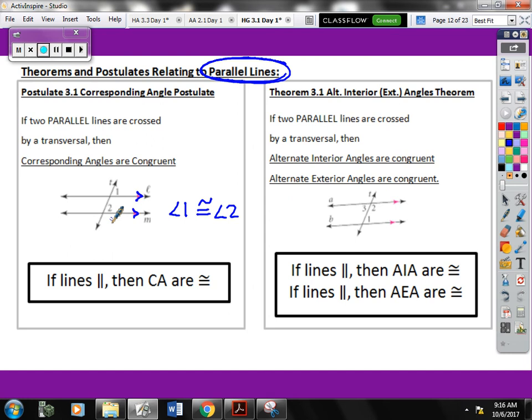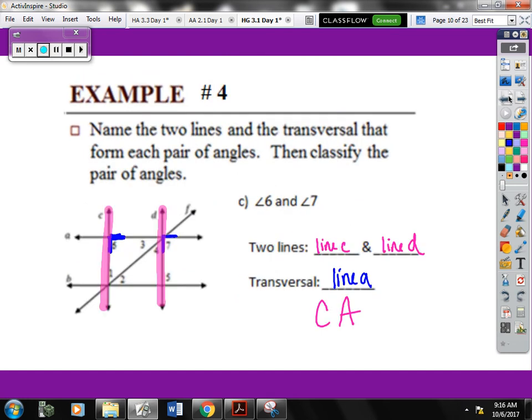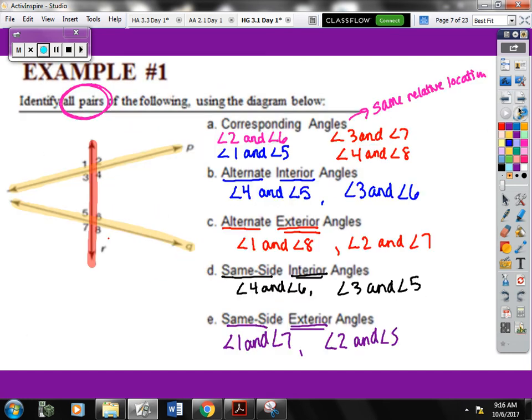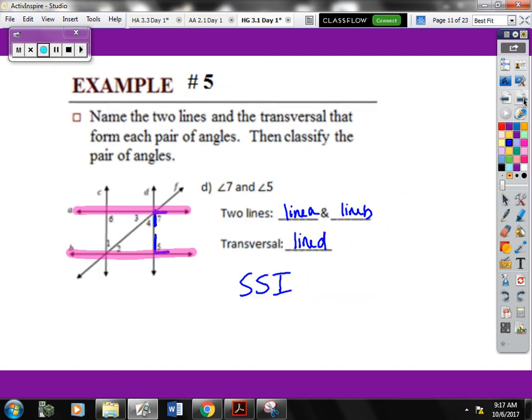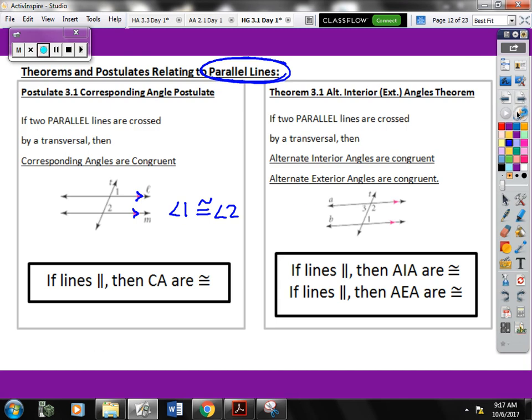Now if I go back really quickly to the example we did here, see how they're not parallel? You can still call them corresponding angles, but you can't say they're congruent. Does that make sense? Because the lines, if you look at them, are not the same measurement. But we can still classify them as corresponding, they just don't follow the postulate.